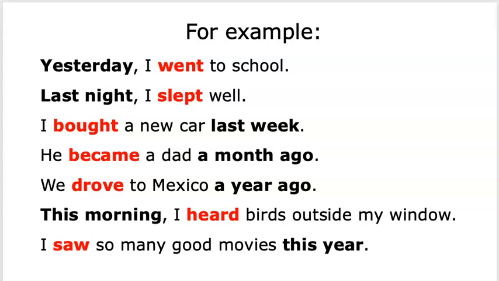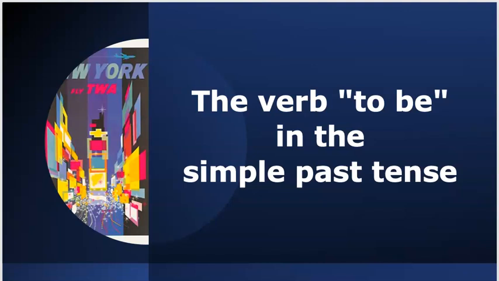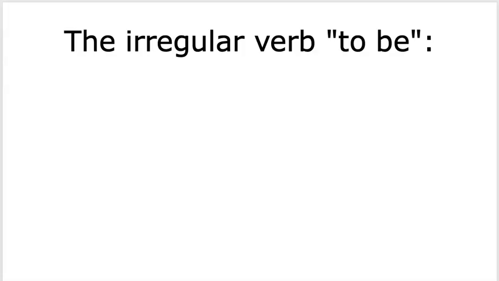Now, in all of these sentences, whatever I or the subject of the sentence did was completely in the past and it is over now. Let's focus on the verb to be in the simple past tense. The irregular verb to be. You've already seen in the simple present that the verb to be is irregular. It has 3 forms when most verbs only have 2.